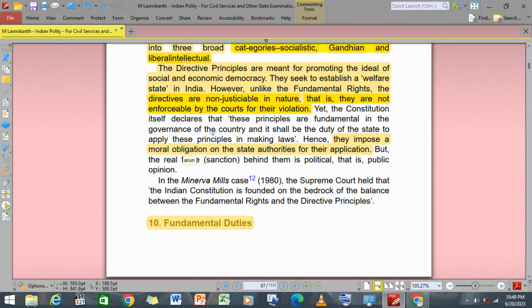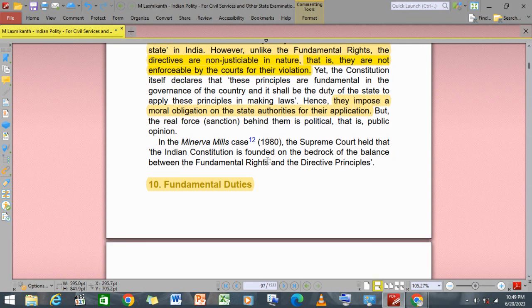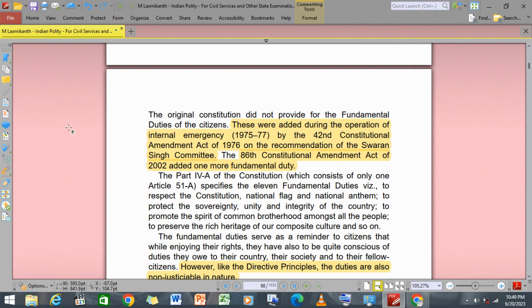Yet the Constitution itself declared that these principles are fundamental in the governance of the country, and that it is the duty of the state to apply the principles in making laws, and they impose a moral obligation on the state authority for their application. Right? We have fundamental duties.